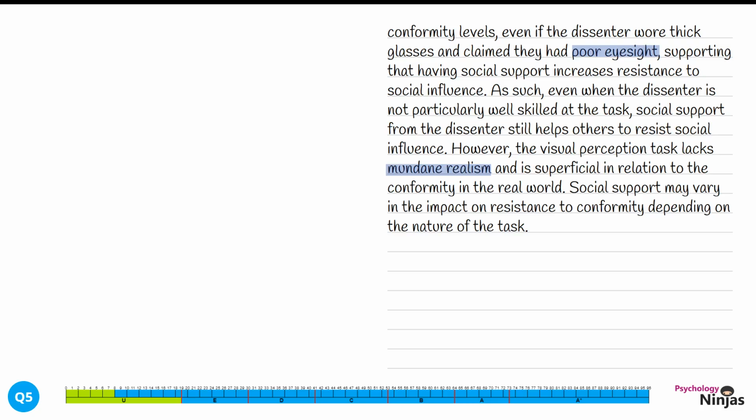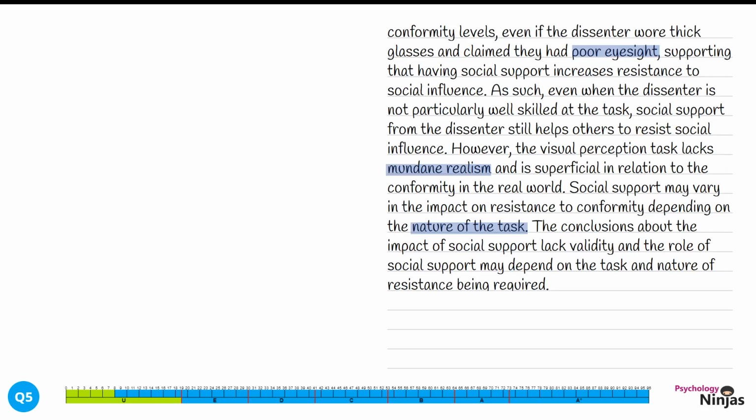We've also said the impact of this on our explanation, that actually this might mean that the nature of the task itself is having more of an impact on resistance or conformity. We're going to move on here to give a mini conclusion or judgment. The conclusions about the impact of social support lack validity, and the role of social support may depend on the task and nature of resistance being required. Our conclusion clearly shows that the accuracy of this particular explanation is questionable.